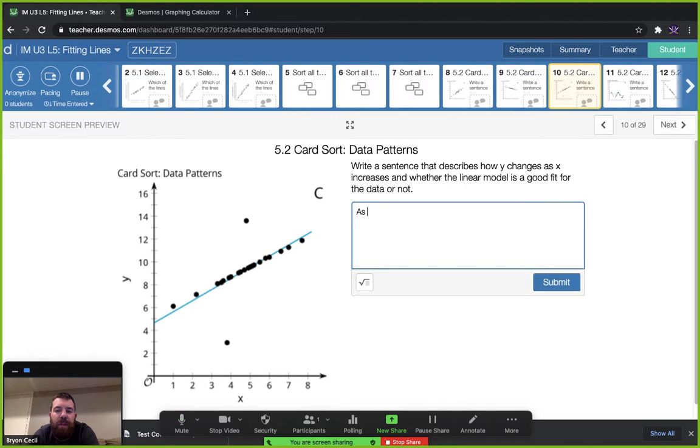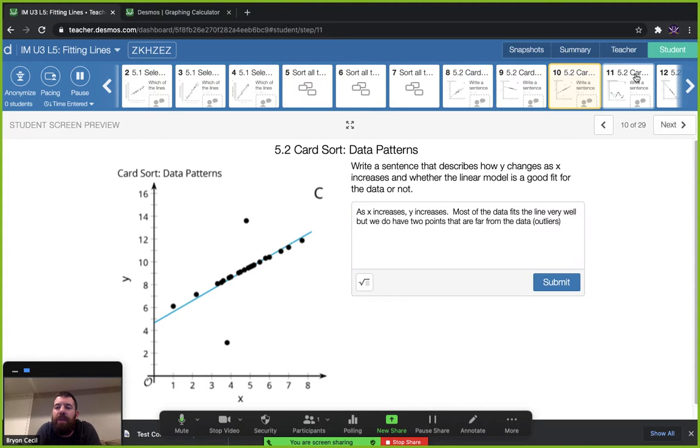On this one, as x increases, or as x moves left to right, we can see that y increases. Most of the data fits the line very well, but we do have 2 points that are far from the data, and sometimes we like to use the term outliers. I would consider those outliers at that point.